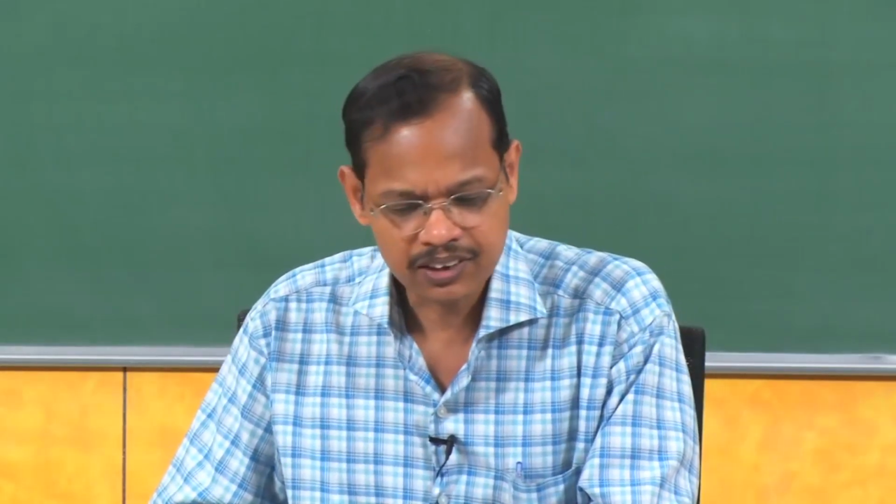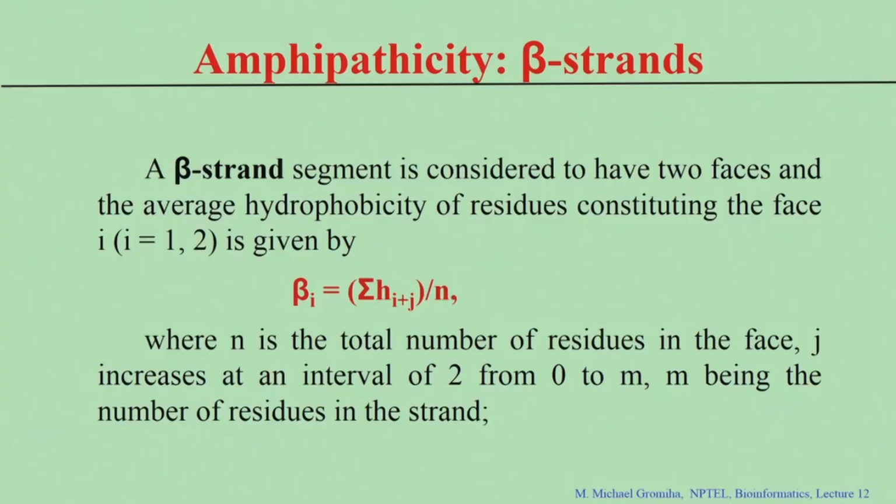In the case of beta strands, you can see there are 2 phases, one is here, one is here, alternate phases. One has high and the other has low hydrophobicity. In this case you can calculate beta I, this is the summation of h I plus j divided by n, where here these are intervals of 2. The helix has an interval of 4, the beta sheet an interval of 2, up to m, where m is the number of residues in each strand. So, beta I is equal to sigma h I plus j divided by n, where n is the number of residues in each phase, either here or here.